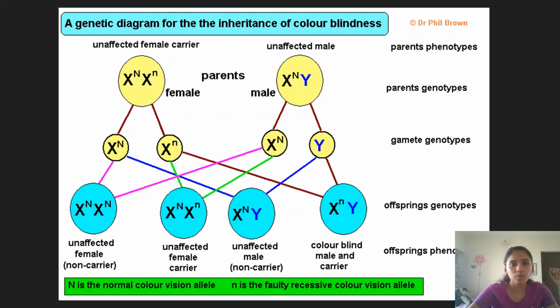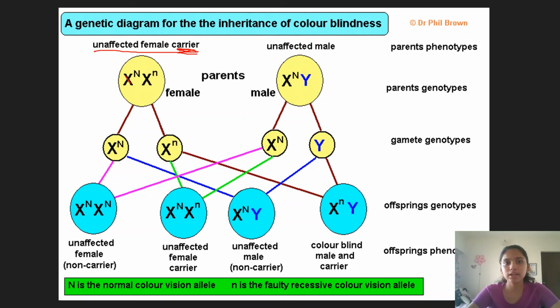Okay, so we're looking at the genetic diagram for the inheritance of color blindness. So for a female, an unaffected female carrier. Carrier means it's heterozygous. Carrier means they have the recessive allele, but it's not being expressed. So they are normal, but they have the recessive allele. That is what carrier means. So capital N means normal vision, small n means color blindness. As you can see, X and Y are used because it's located on sex chromosomes. So now the male has capital N, which means that this male is unaffected and has normal vision. This female is a carrier and has normal vision.